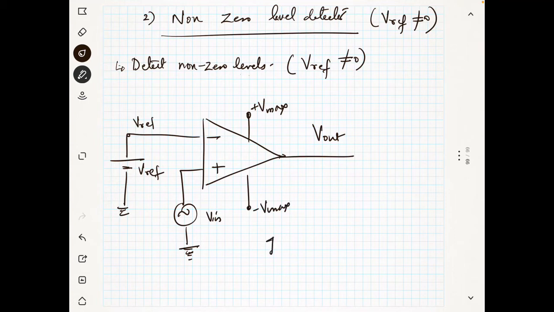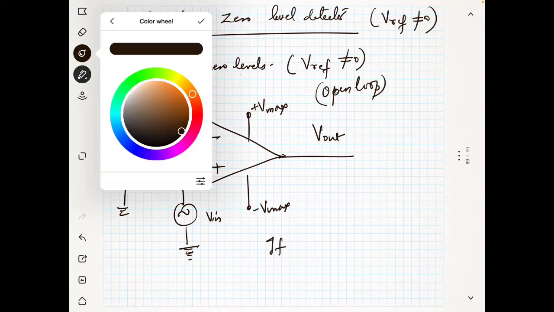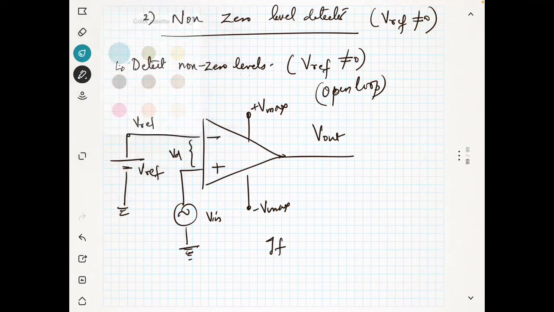Okay, so what will happen here? You see, this is in open loop. So the op amp may saturate easily. That means if you are giving a small differential voltage Vd, the op amp will saturate. So what is my Vd? Vd is nothing but V plus minus V minus, where V plus is the voltage at the positive terminal and V minus is the voltage at the negative terminal.